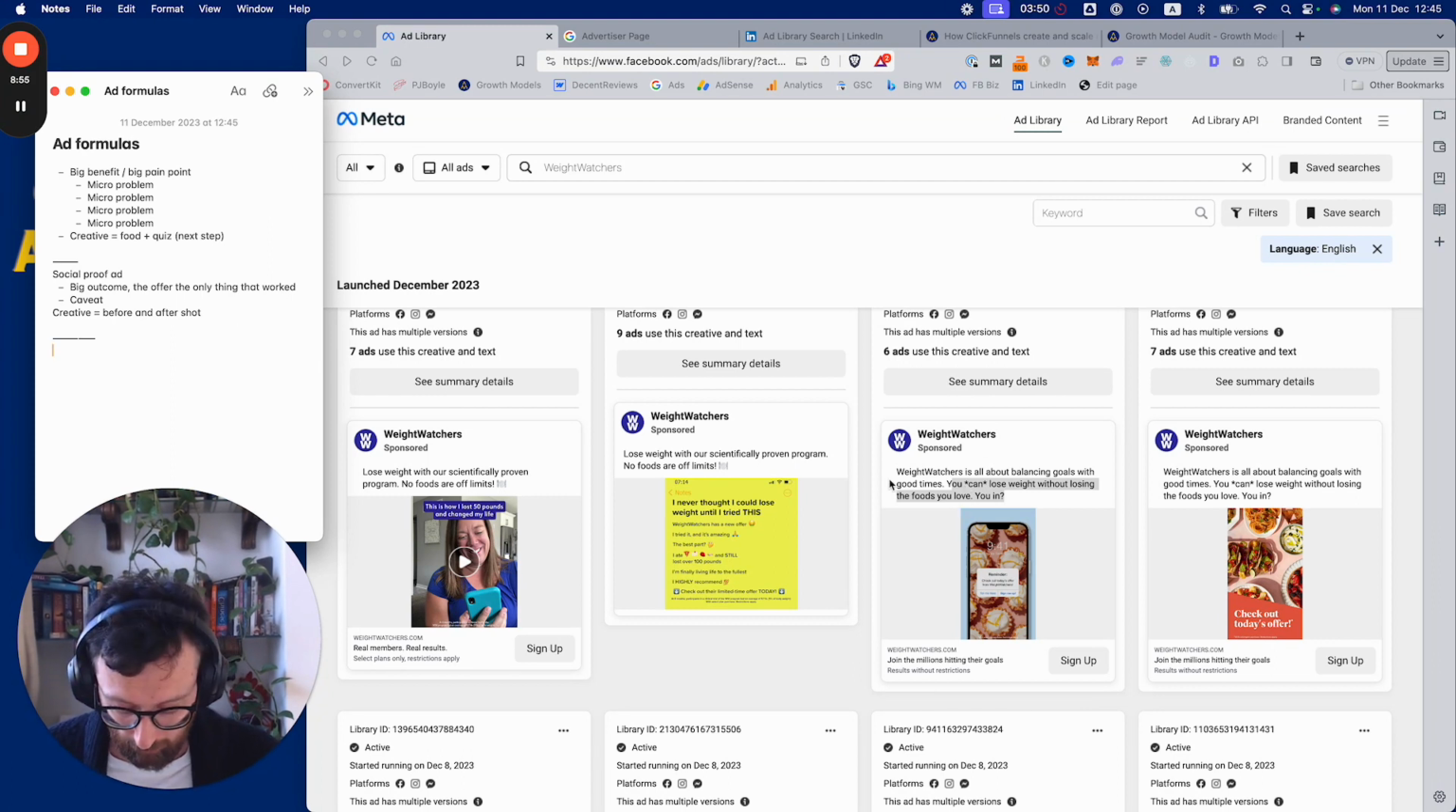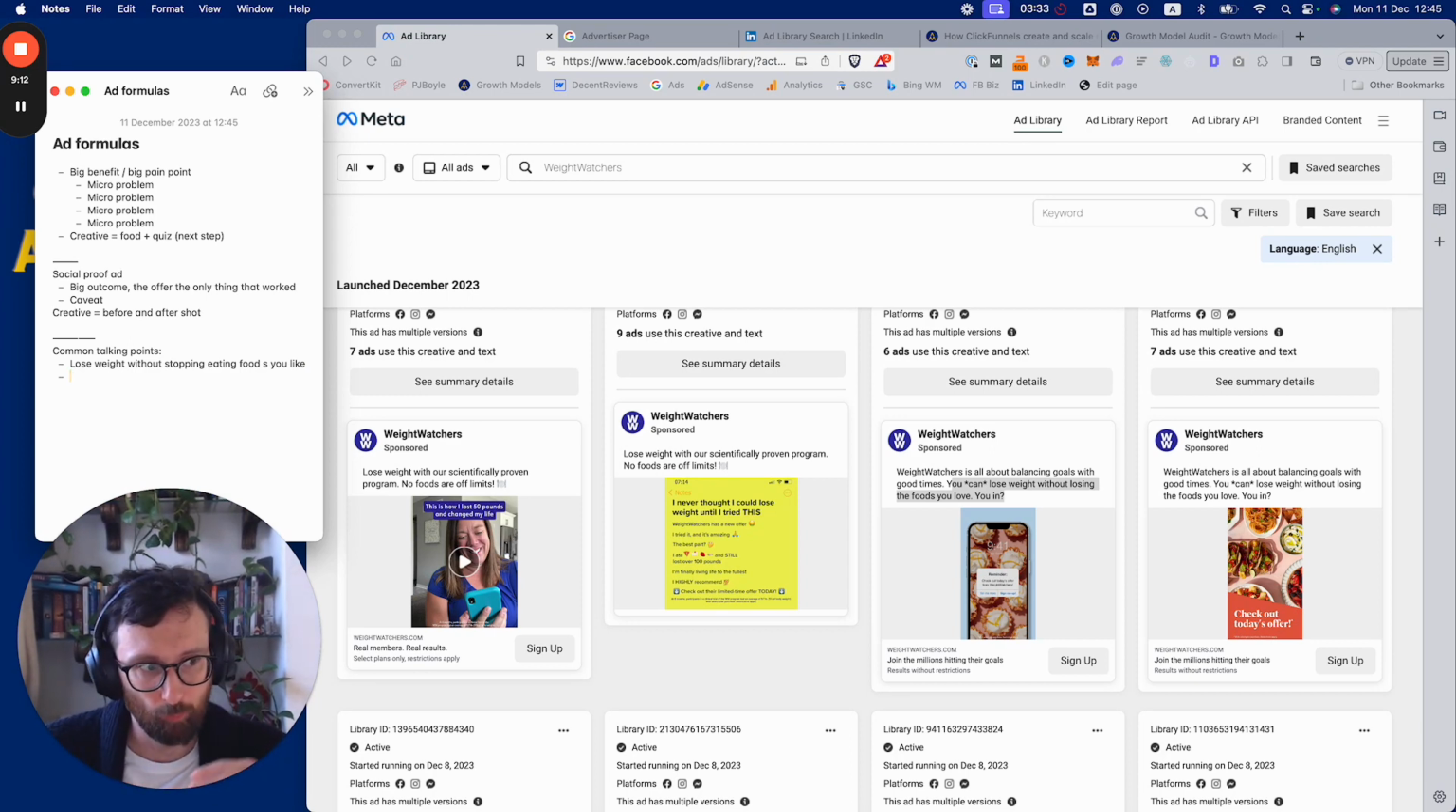So again, common talking points across these would be: lose weight without stopping eating foods you like. But you're looking for what people want, what they're not being given by these brands.